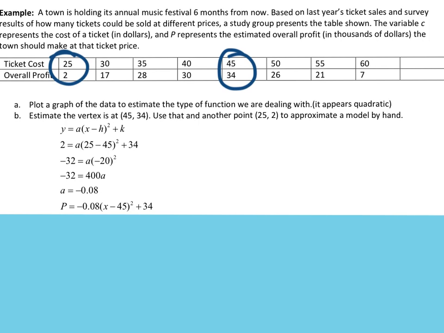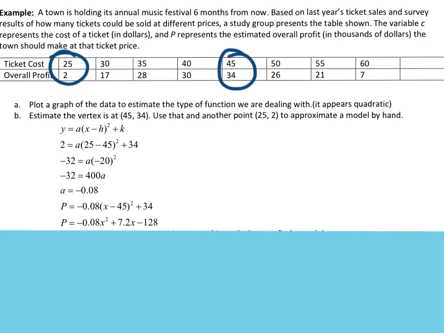And if we multiply that out for standard form, you're just going to FOIL the (x minus 45), and then you'll multiply that all by negative 0.08, and then add 34, and you get this. Alright, so that's a pretty good representative of our parabola.